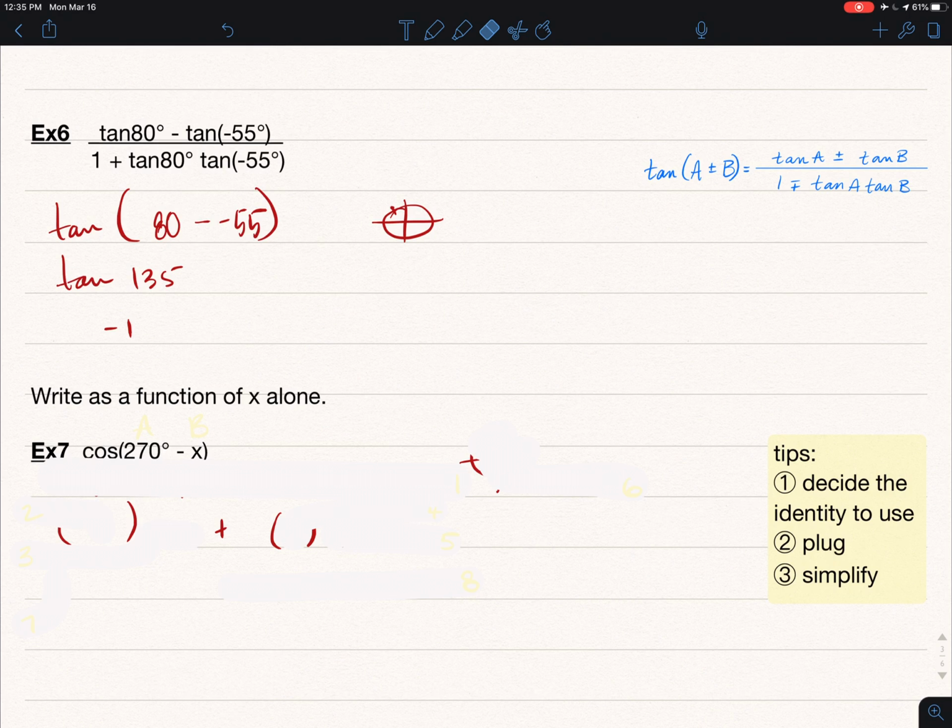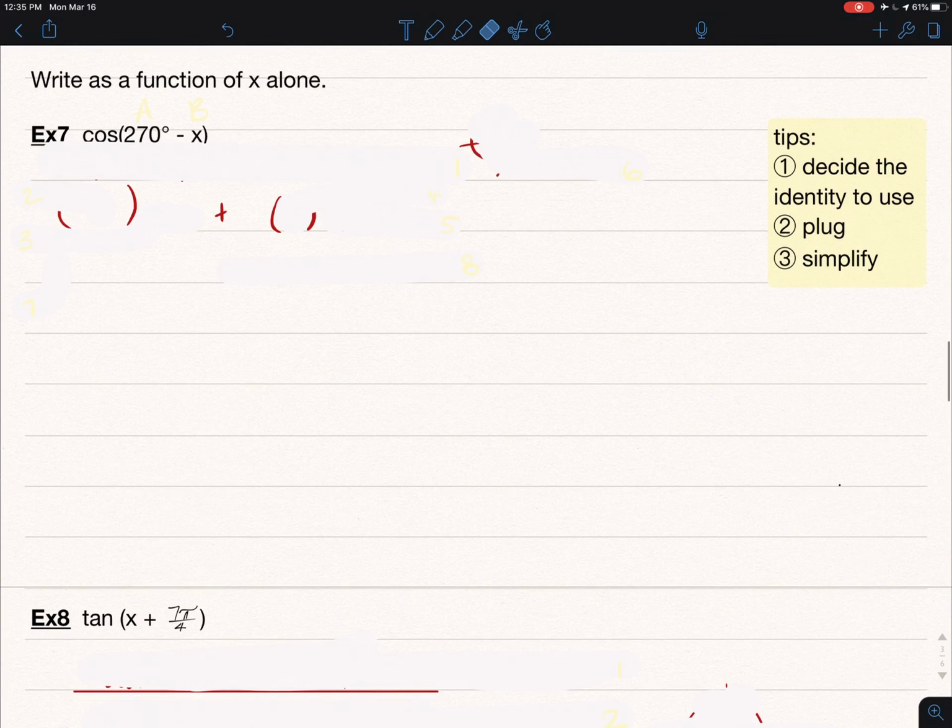All right, so for the next example, number 7, it tells us to write the function as a function of x alone. Notice here that what I have is cosine of angle A minus angle B. So let's just use our identity, and the identity that we want to use on this one is going to be the cosine difference. And so let's plug into our cosine difference identity. So that'll be cos cos plus sine sine. And then what I will need to do here is use the unit circle to figure out the pieces that I know.